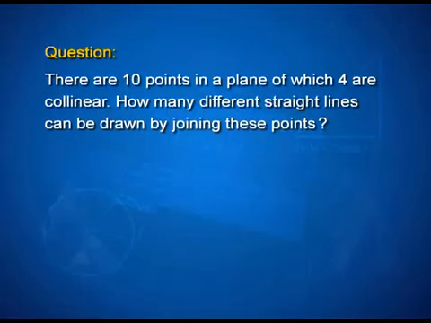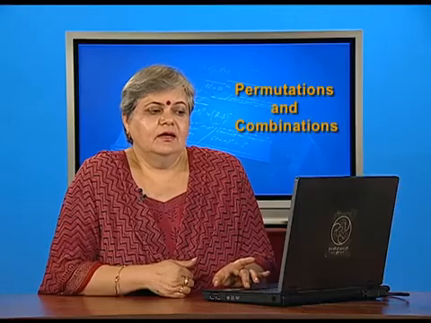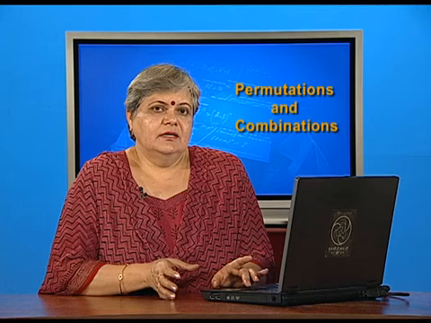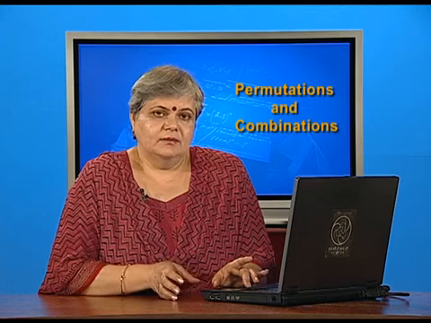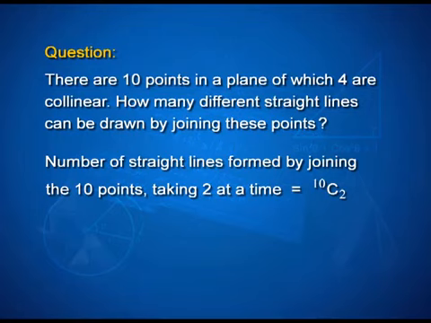The question says there are 10 points in a plane, of which 4 are collinear. How many different straight lines can be drawn by joining these points? Now, what we are looking at is an understanding that lines are constructed by taking 2 points at a time. Given 10 points, the number of straight lines that can be defined will be 10C2.